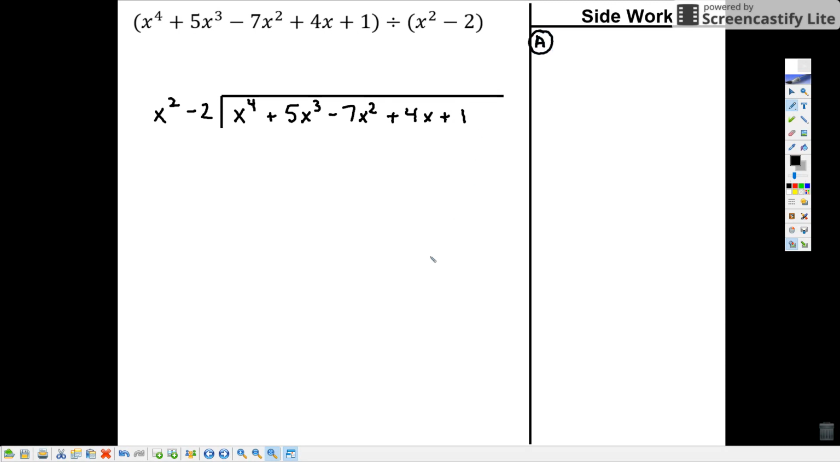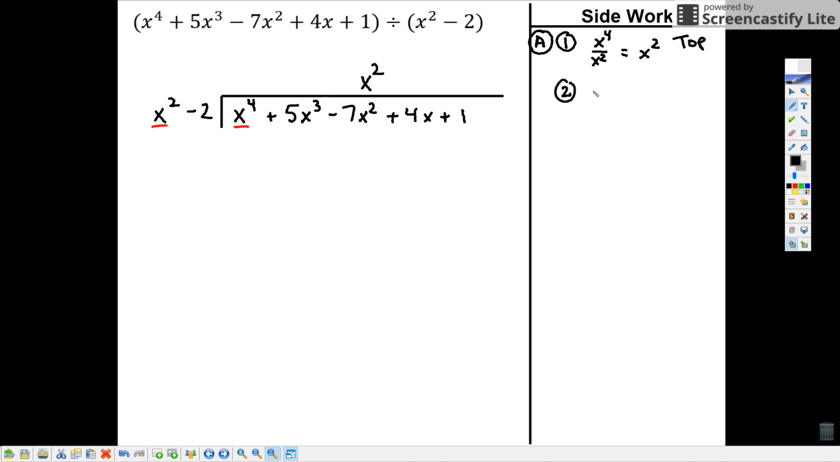So part A, we're going to start with step 1. Step 1, remember, you take the first term in the dividend and divide it by the first term of the divisor. So x to the 4th divided by x squared. That, in fact, is x squared. And we're going to put that up top. And I'm going to put it over the minus 7x squared so that I'm matching up like terms.